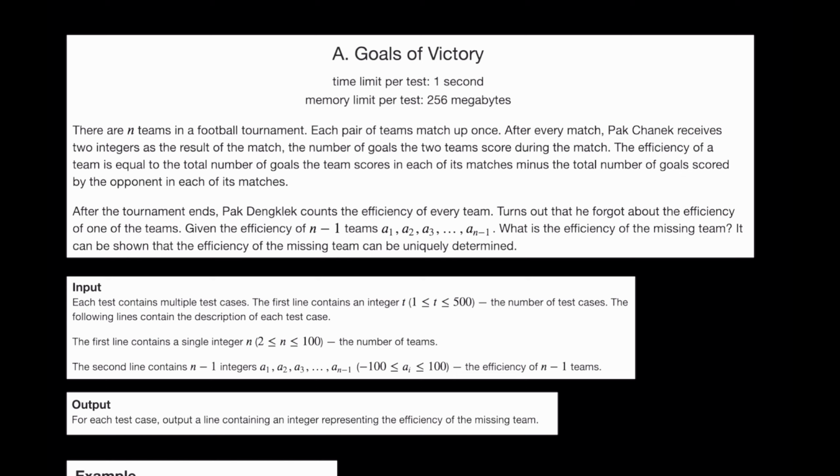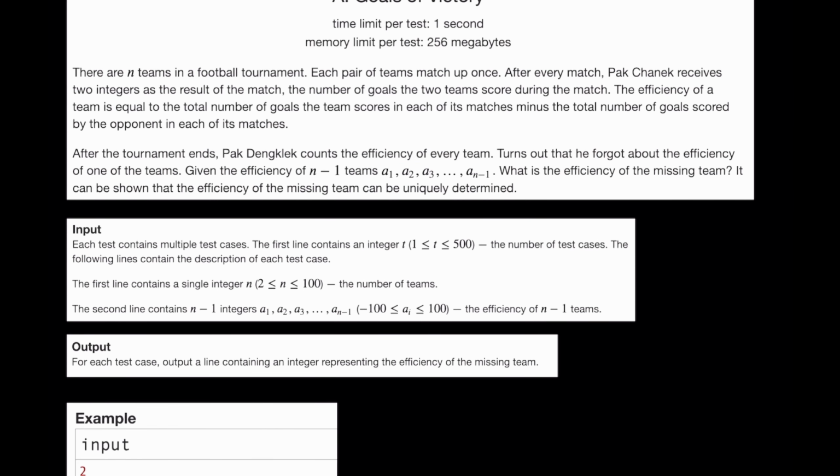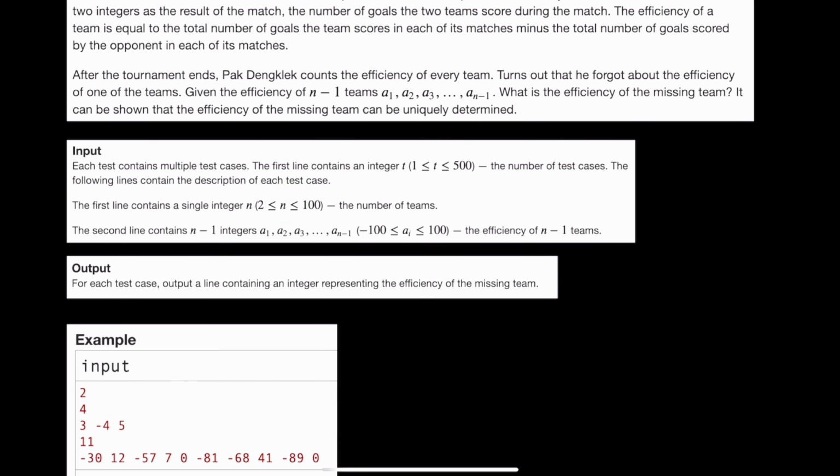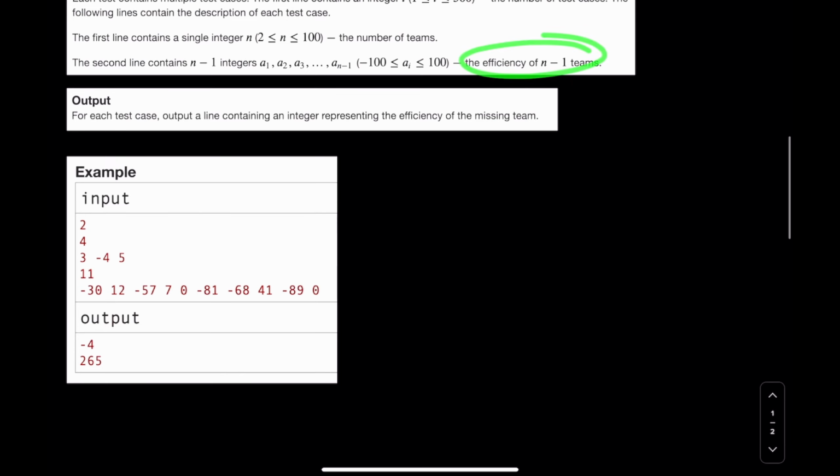After the tournament ends, the person counts the efficiency of each team. Turns out that he forgot about the efficiency of one of the teams. Now we are given n-1 teams and their efficiencies. We need to find the efficiency of the missing team. It can be shown that the efficiency of the missing team can be uniquely determined. So we are given n teams and n-1 numbers that will be the efficiencies of those teams, and we need to print the efficiency of the missing team.